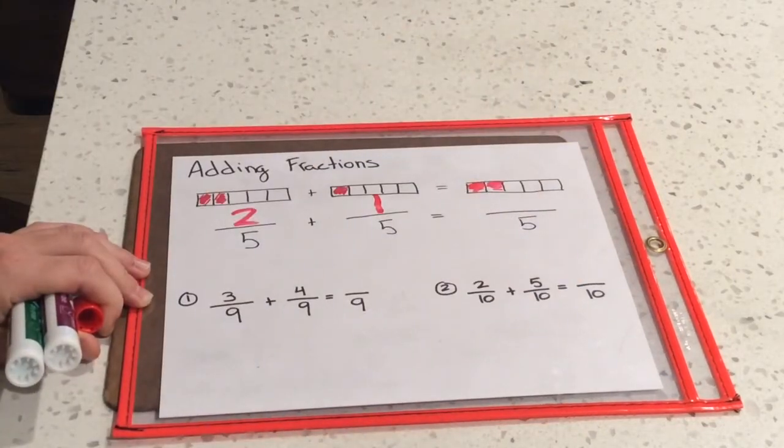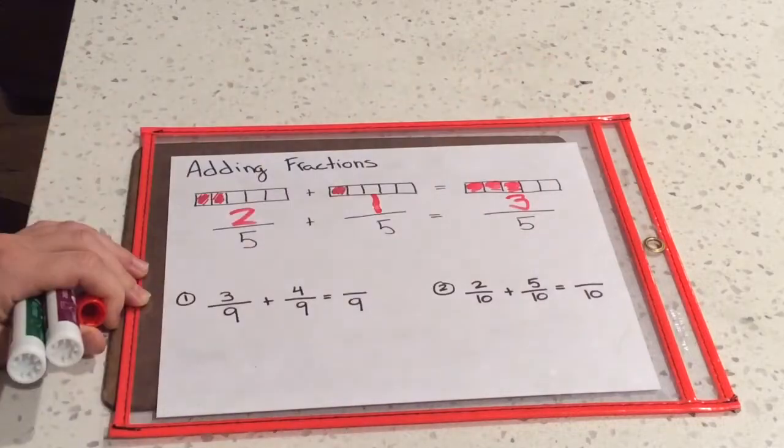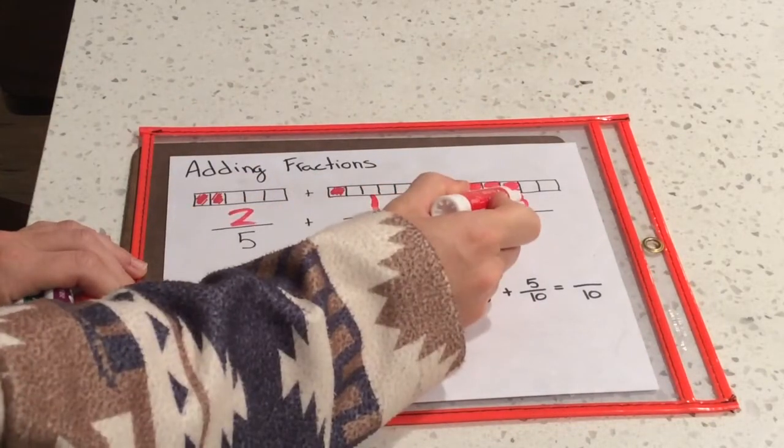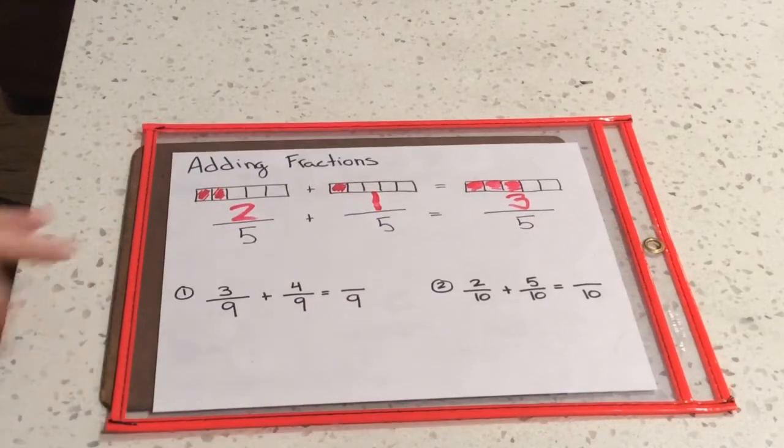And to it, I'm adding 1 more fifth for a total of 3/5. So 2 plus 1 is 3, and the denominator does not change.